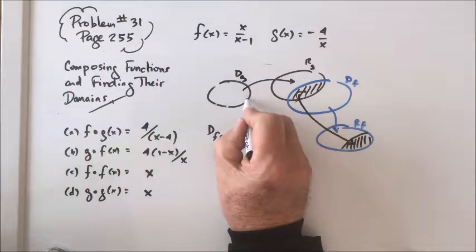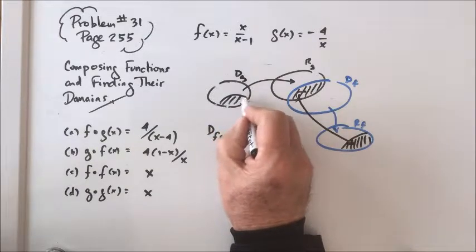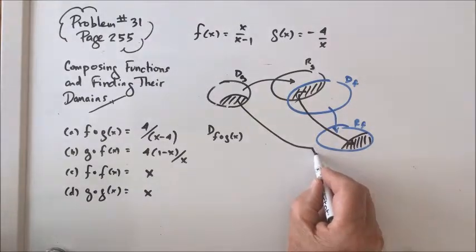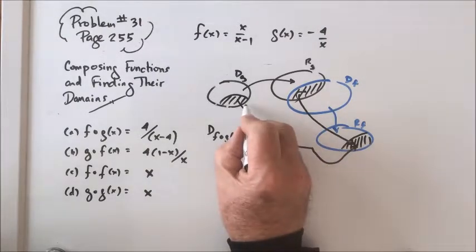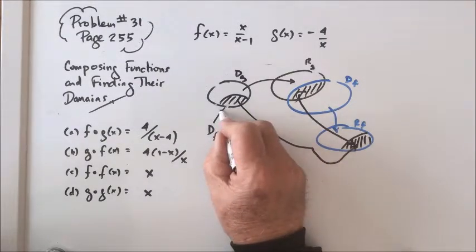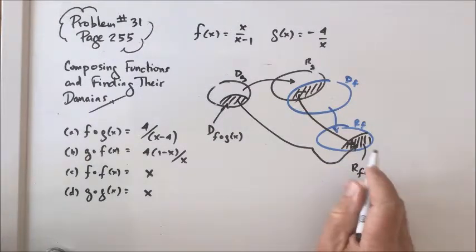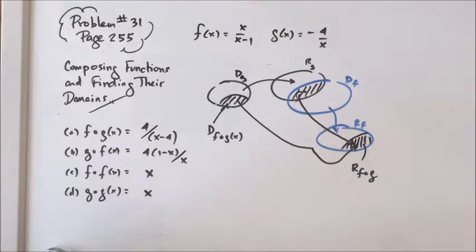And ultimately what it says is there's a little area of the domain of g which maps into this. This is the domain of f of g. This is the range of f of g. So like I said, a little bit more complicated than just finding the domain and range of a given function. Let's see what that means up here.